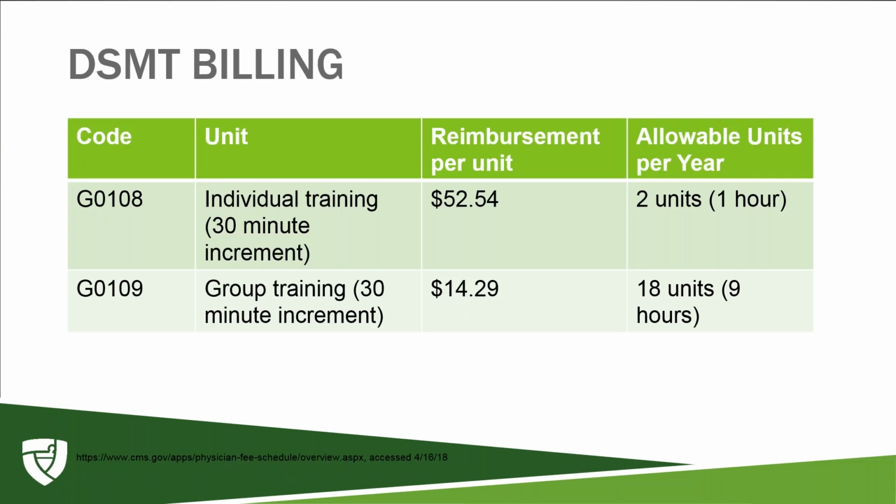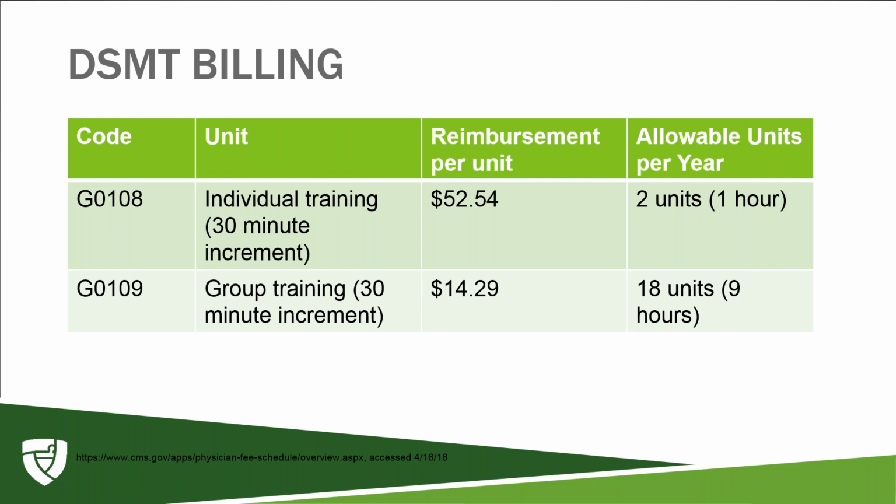As far as how these are reimbursed, there are two different G codes that you can use. One is meant for individual training. So again, that first initial hour that could be given as an individual appointment. It's reimbursed in 30-minute increments, and each of those 30-minute increments reimburses at $52. And again, you can use up to 2 of those because you have up to an hour per year.